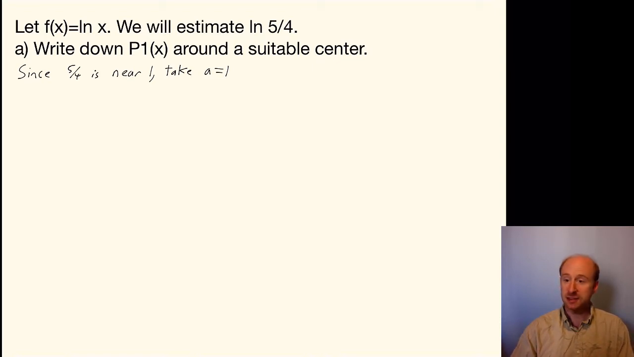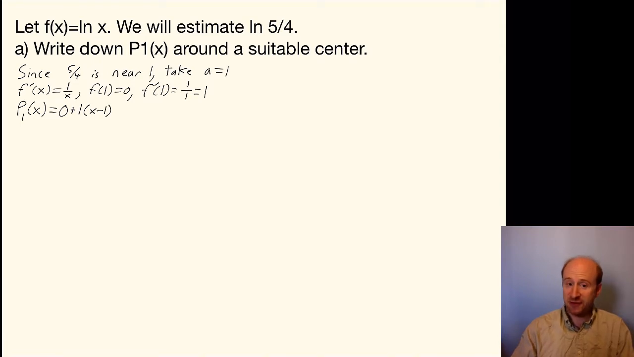And to calculate p1 of x, we need f of a and f prime of a. F prime of x is 1 over x, so then we take f of 1 is 0, f prime of 1 is 1, and p1 of x is 0 plus 1 times x minus 1. That's f of a plus f prime of a times x minus a. And notice we do get a line here.